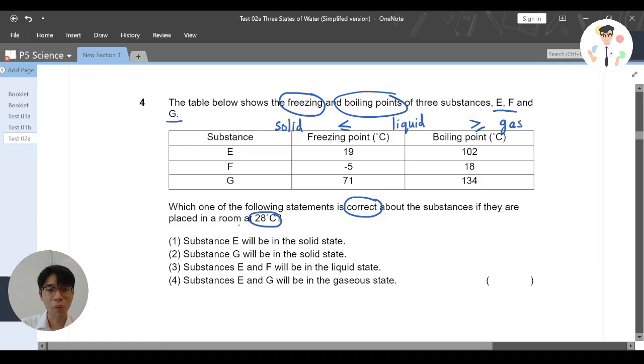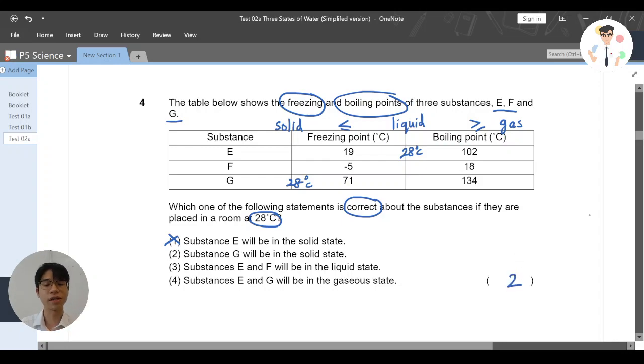So now let's look here. Substance E, when it's at 28 degrees Celsius, now 19 is here, 102 here, 28 will be here, right? Option 1 says E will be in a solid state. Is it correct? No. 28 is up here, which is liquid. So 1 is wrong. Number 2, substance G will be in solid state at 28. So where is 28? It's here, because you can see 28 is lesser than 71. Is it a solid when it comes to G? Yes, that's right. So the answer is option number 2.